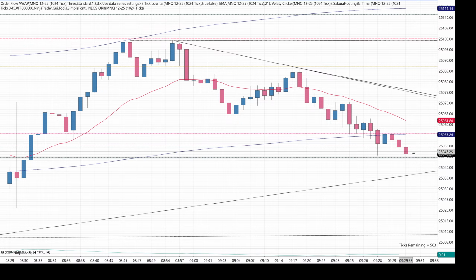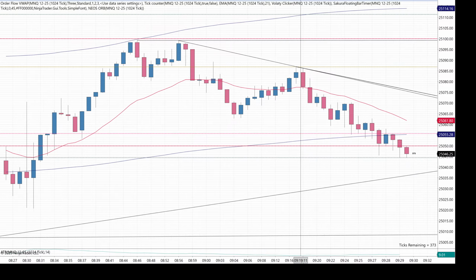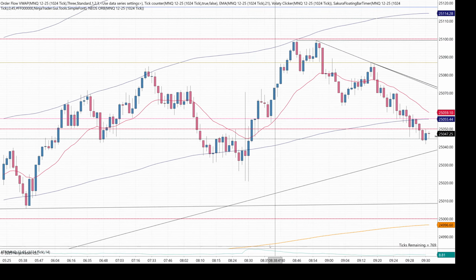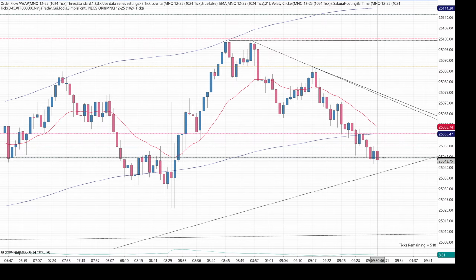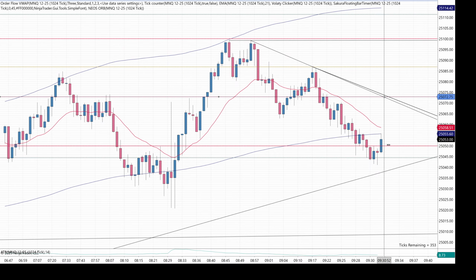All right, we have about 7 seconds. If we keep flushing, eventually I think the target's going to be down here to close the gap. All right, the market just opened. Our runner has been taken out.